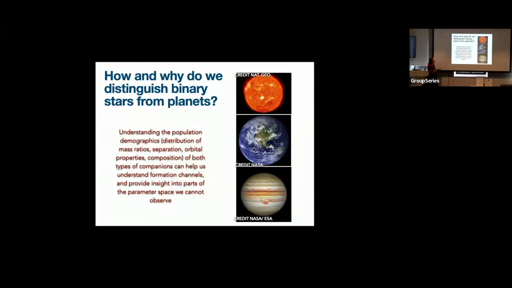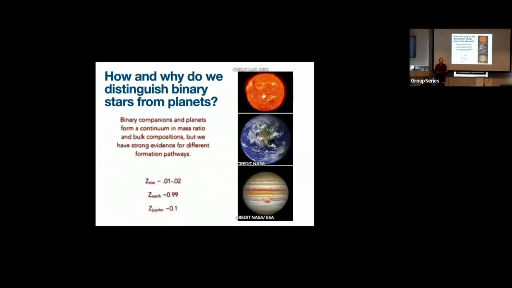And the reason for that is that if we understand the population demographics, by which I mean the distribution of mass ratios, separations, orbital properties, and compositions of both ranges of companions, both planets, things like Jupiter or Earth, and stars, my hope is that we can use this to provide insight into the different formation channels and understand the basic physics that gives us these different types of systems. And if we understand that physics in these different formation channels, that also allows us to better probe the parts of space that remain observationally hard to reach, even with all the advances we've made in the last few years.